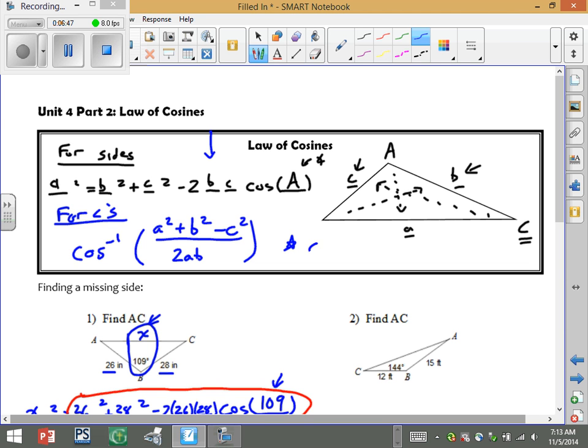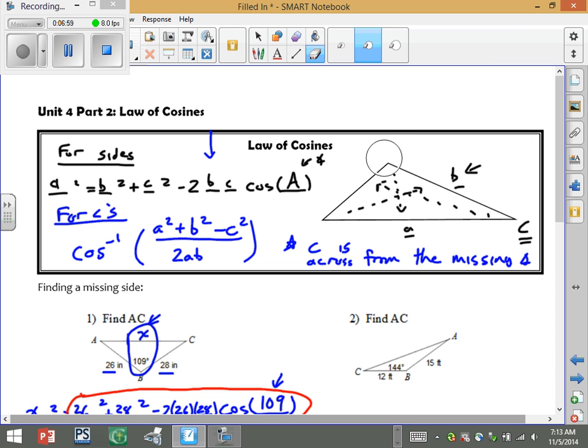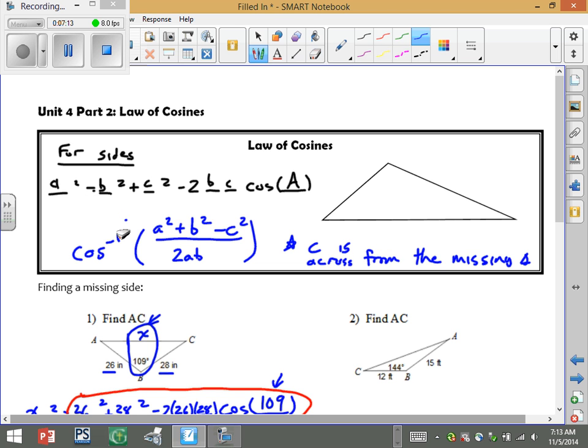Here's the one trick to this though. C is always across from the missing angle for us in this scenario. So I'll clean up the box a little bit. So at the end of the day, this is what we want in our box. Maybe these two formulas right here. So to use this angle formula, remember that the C in the formula, so for the angles, this C is always the side across from the missing angle.